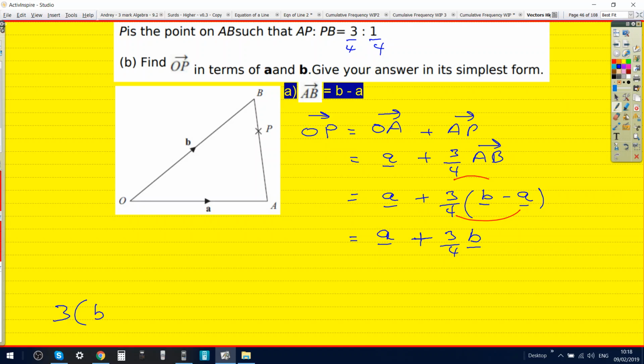Expand these brackets. 3B minus 3A. There you go. And so same thing for this one. So it'd be 3/4 B minus 3/4 A. That's all it is. And fully simplify. So would it be 3/4 plus 3/4 B? So you've got 3/4 B. Okay. You have 1A, and you have minus 3/4 A.